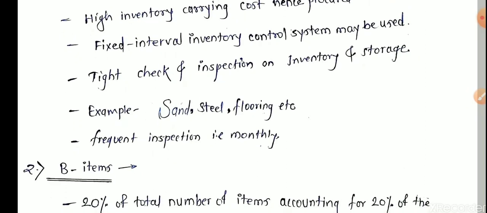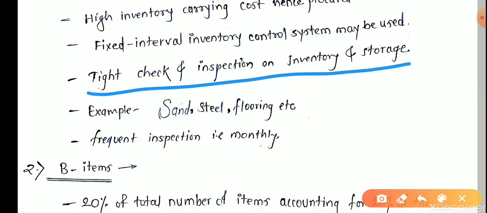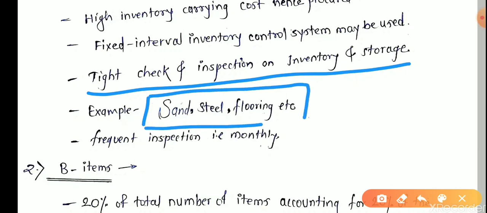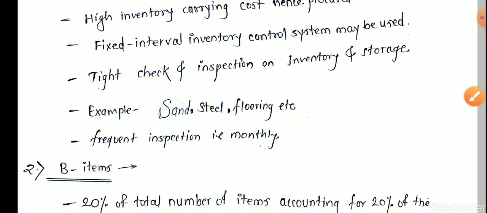Hence, our check is tight, with tight inspection on inventory and storage. For example, if we consider the civil engineering aspects, sand, steel and flooring items carry more and more value, because we spend the maximum amount on steel, sand and flooring materials as compared to other materials when constructing any building. Hence, these materials are classified as A type of material.